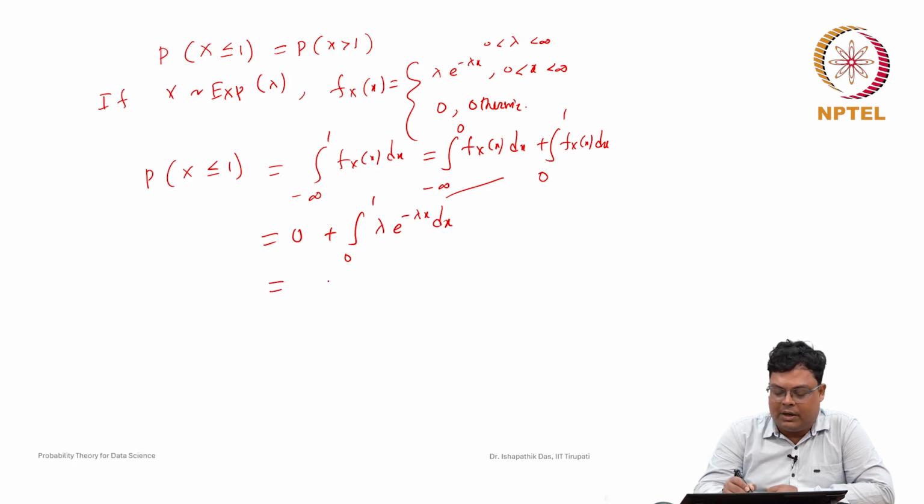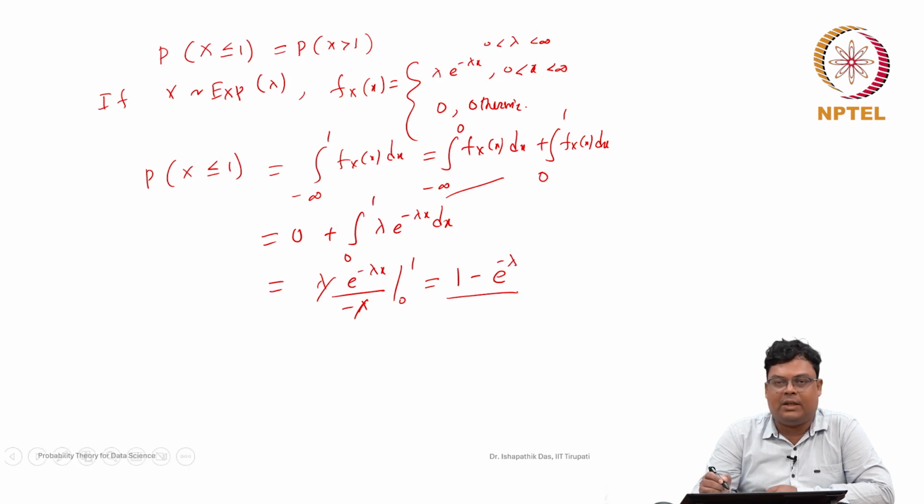This is lambda e to the power of minus lambda x divided by minus lambda, from 0 to 1. Lambda cancels. At 0 it is negative of that, so it will be positive. So this is 1 minus e to the power of minus lambda x, evaluated at x equal to 1, which gives e to the power of minus lambda. So the probability is 1 minus e to the power of minus lambda.